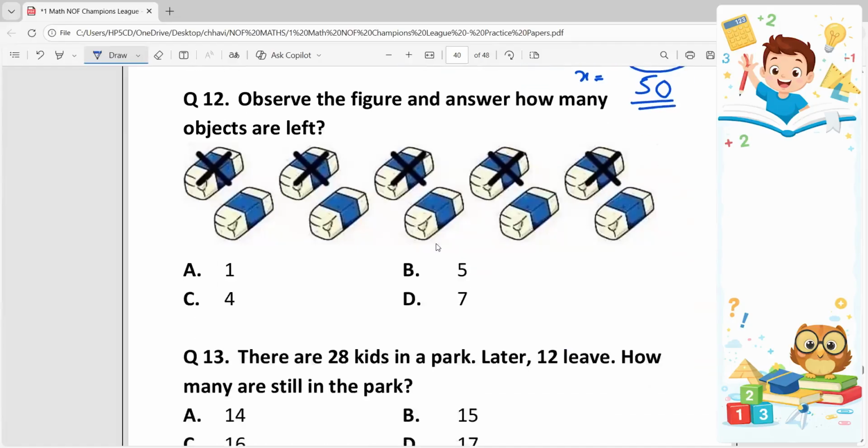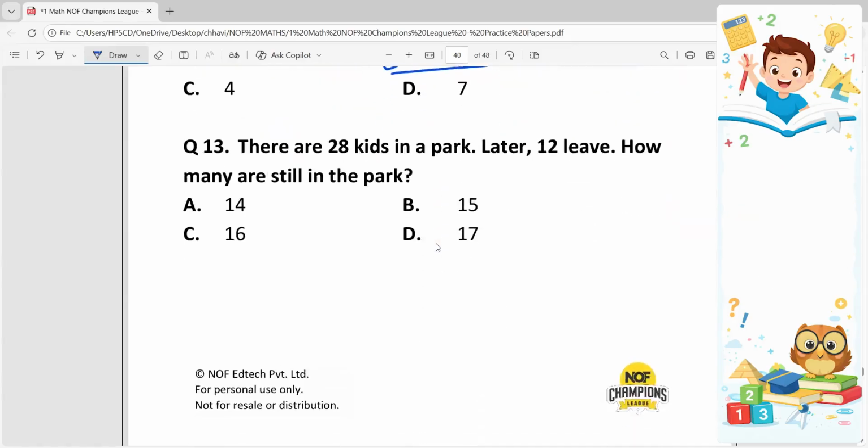12th. Observe the figure and answer how many objects are left. So we only have to count the objects which are left, not the crossed ones. So 1, 2, 3, 4 and 5. 5 objects are left. So where is the 5 answer? Over here. Option B is the correct answer.